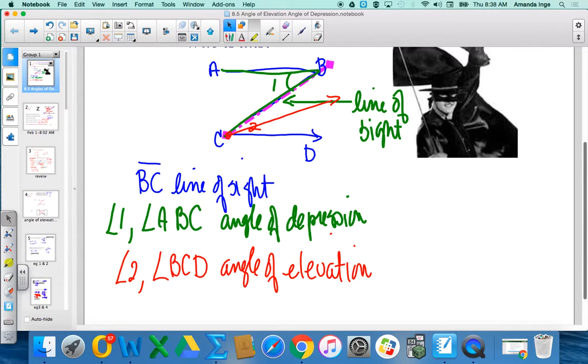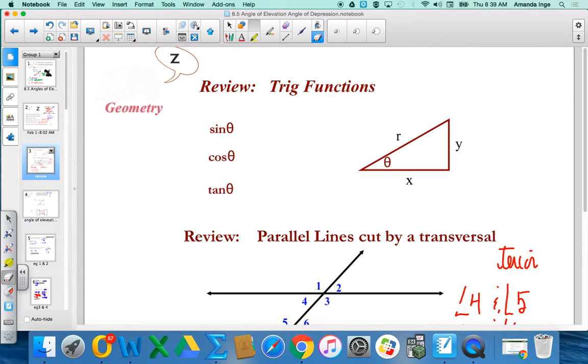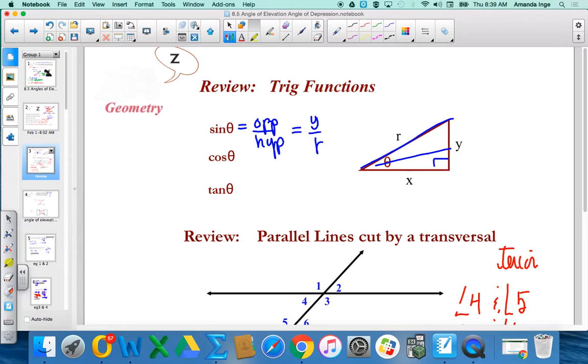So I would like to review a couple of things that we've learned prior to this before we continue on. The first thing I want to review is the sine of theta, cosine of theta, and the tangent of theta. The sine of theta is equal to the opposite over the hypotenuse. So it will be y over r, because r is the hypotenuse, and y is opposite the angle.